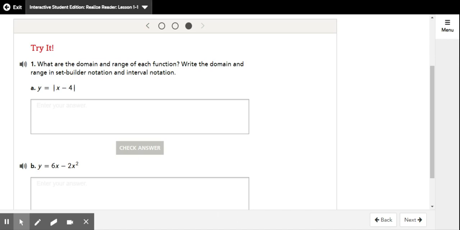All right, so let's go over the answers. What I would do is graph them. I would graph the function and look at it, and then that's how I'll determine the domain and range. I have a graphing calculator I can project on my screen.